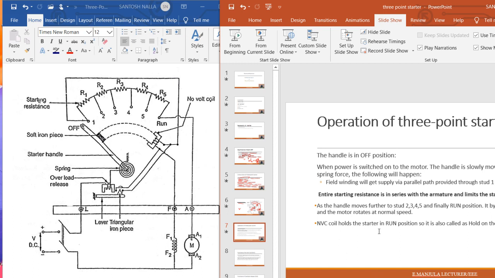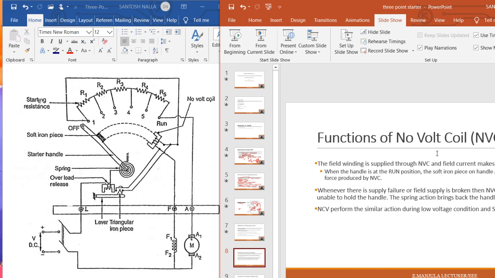NVC coil holds the starter in run position, so it is called the hold-on coil. Here, if you observe, this is a no volt coil. When the handle reaches the run position, this coil will get energized and will hold the soft iron piece when it reaches the run position. So this will be held.